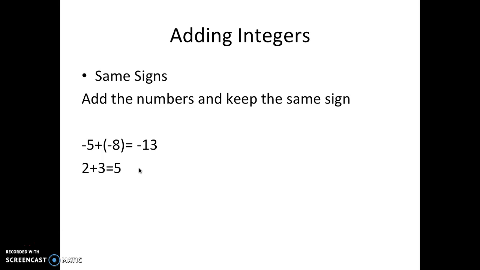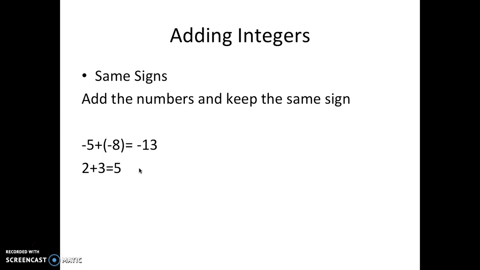Then on the inside, on the left side of the booklet, you're going to write same signs, and that means with that rule, if the two integers have the same sign, you're going to add the numbers and keep the same sign. So an example of that would be -5 plus -8 equals -13. So you would say 5 plus 8 equals 13. Both of the numbers have a negative sign, so the answer is -13.